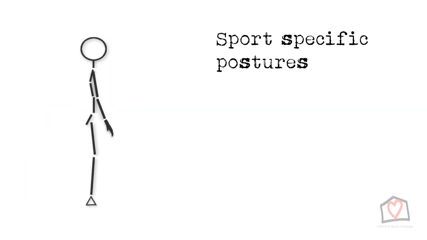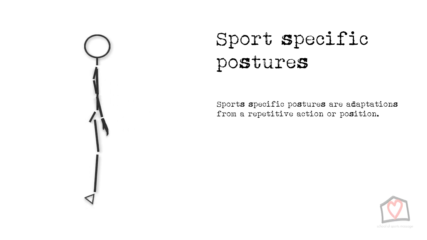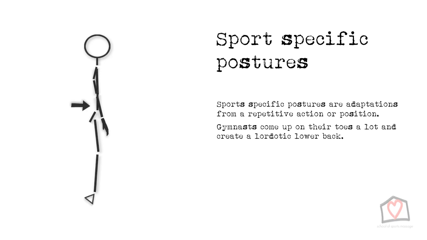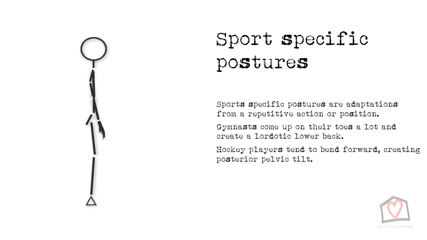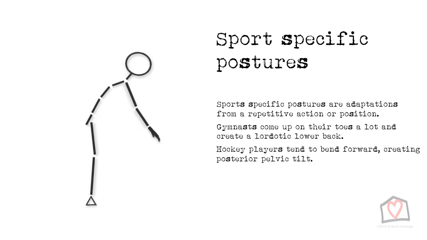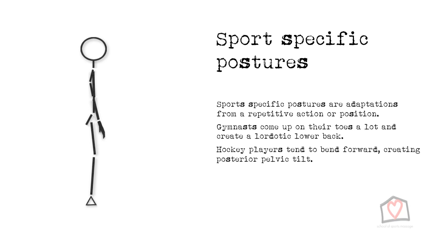The last one we're going to talk about briefly is sport-specific postures. These are generally adaptations from a repetitive action or position from the sport. For example, gymnasts tend to come up on their toes a lot and create a lordotic lower back. Whereas hockey players tend to be bent forward, creating posterior pelvic tilt, and to counteract this, when standing, tend to develop a sway back. Sporting postures are only the postures we have already looked at, but you might find additional elements such as rotations from a one-sided sport.